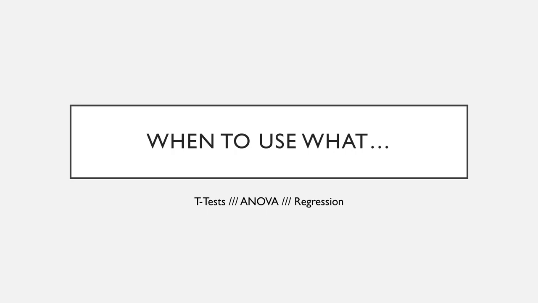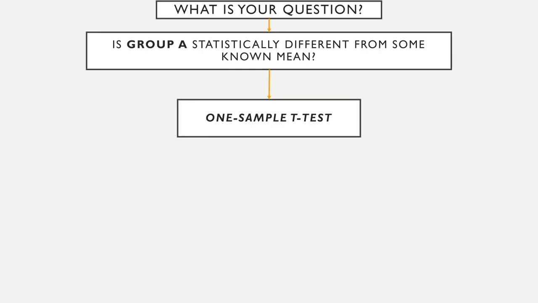So I've tried to make a general flowchart kind of situation here that should help answer your question and organize all of these different tests and tools that we've learned. Okay, so what it really boils down to is what your question is. I've got a bunch of different questions here, generalized, of course, and I'm just going to go over them quickly. But the most simple question, I think, is: is group A statistically different from some known mean? If that is your question, then the one sample t-test is going to be your friend here.